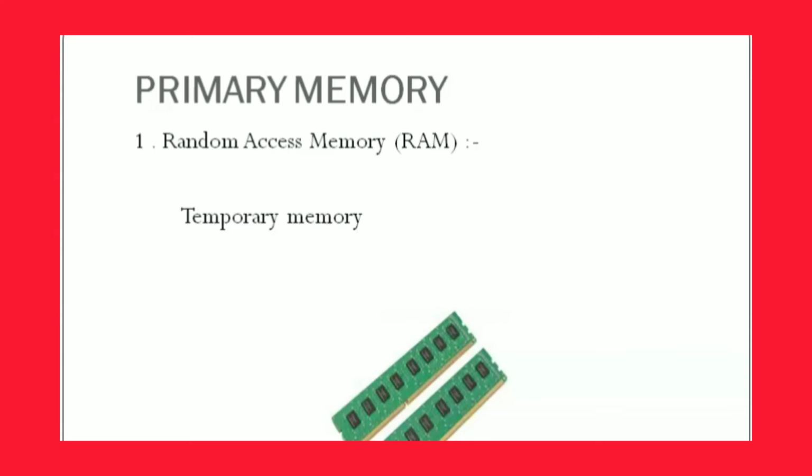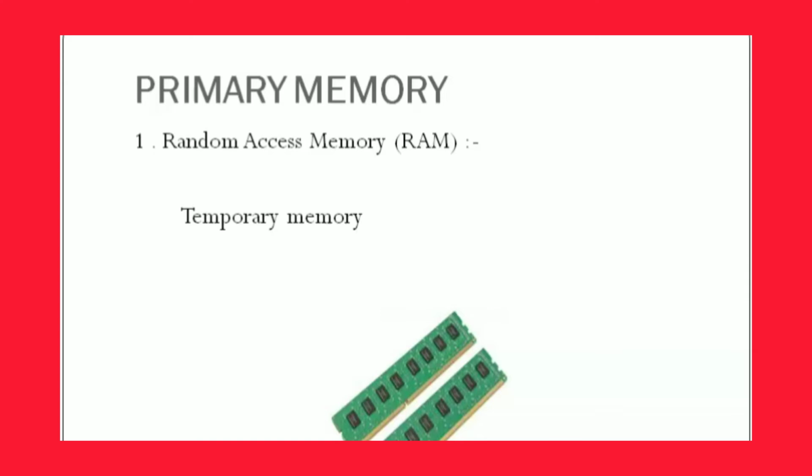Then primary memory, that first is random access memory, RAM. RAM is also called the temporary memory of the computer. The information in the RAM is lost as soon as the computer is turned off. That's why this is called the temporary memory. If we turn off the computer, the information is lost.